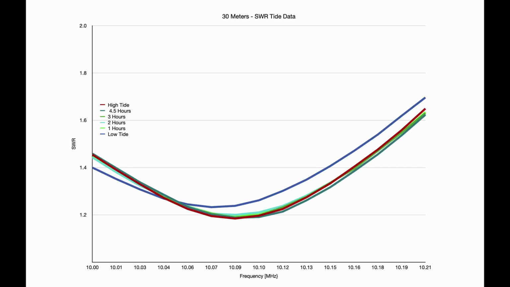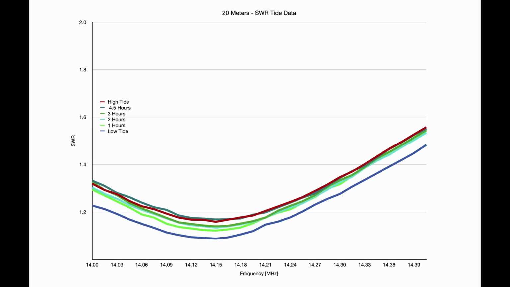Moving on to the 30 meter band, you'll see that also this is a narrow band just by nature, and it is also very similar, I would say, to the 40 meter band. The low tide is a little higher in SWR and also a little lower in frequency. Let's go on to the 20 meter band.